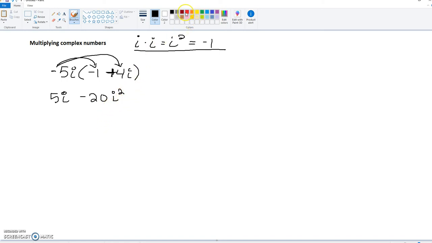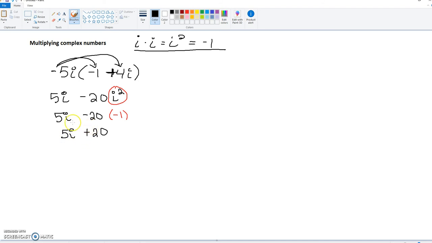Now this is where our rule comes in. Our rule says that if we have an I squared, which we have one right here, this becomes a -1. So I'm going to put parentheses -1 down here, and I'm going to bring everything else down. And so in order to clean this up, we've got to do -20 times -1, which gets us a positive 20. And of course I'm bringing down the 5i.